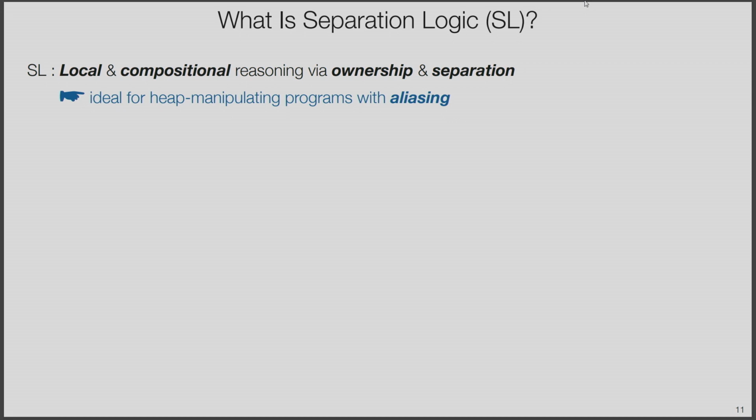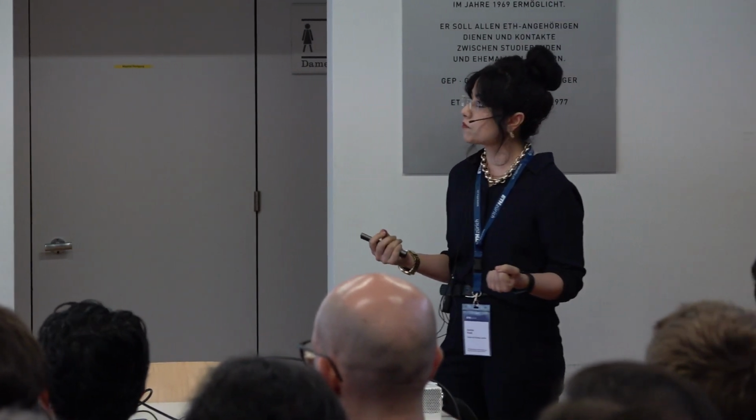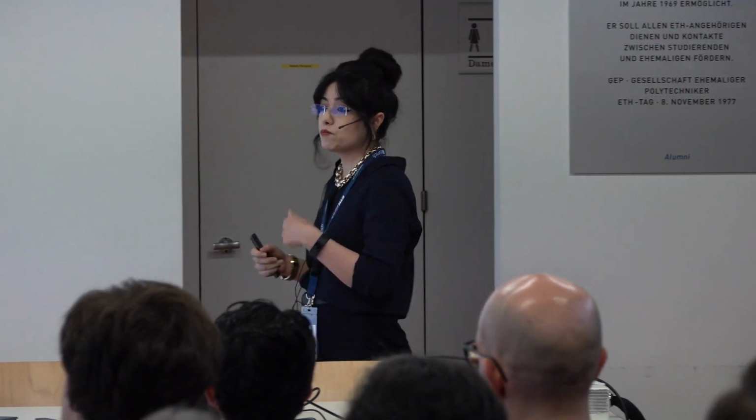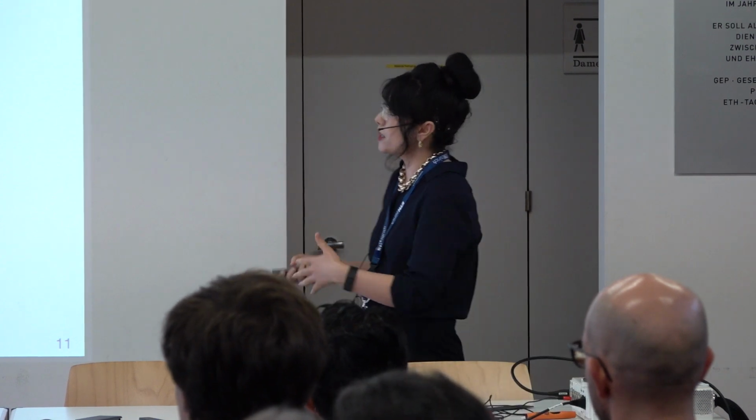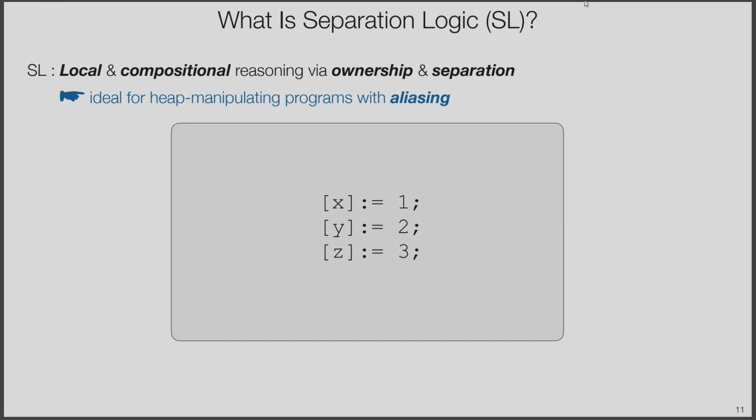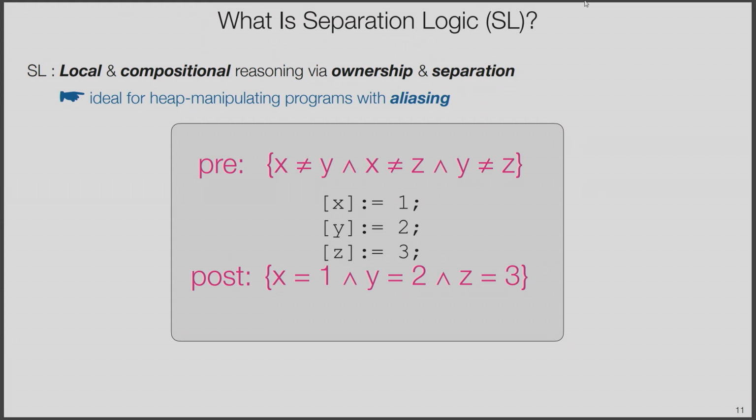So separation logic, like I said, is local reasoning via two main principles, ownership and separation. And it's really good for reasoning about heap manipulating programs, especially when you have aliasing. To see a very simple example, imagine I have this program. I'm writing 3 distinct values to locations x, y, and z, and I want to prove that afterwards x, y, and z indeed hold those values. But I can only do this if I know that x, y, and z are distinct memory locations, i.e. I have no aliasing. Because otherwise, if x and y are aliases, I cannot show that they're both 2 afterwards, not that x is 1 and y is 2, right?